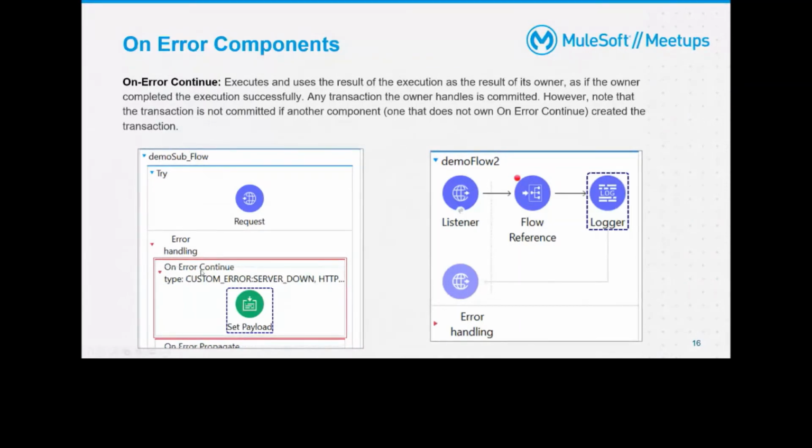Like this, on error continue is configured under the try block. When the error is thrown in the requester, if there was any other component present after the requester, it would not get executed. The error will be handled by on error continue, and then it will destroy the error block and move back to the parent flow, that is demo flow 2. So demo flow 2 would consider as if the execution has been completed, and it will move ahead as if with a success response.